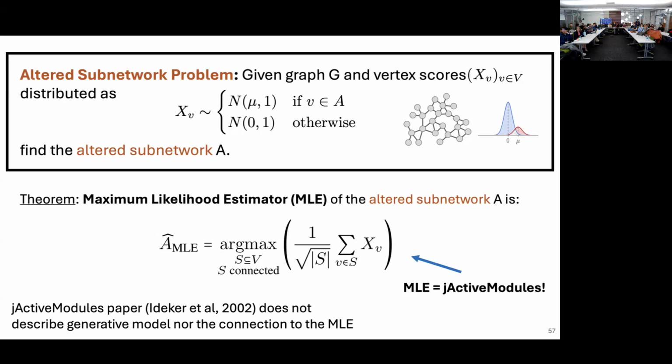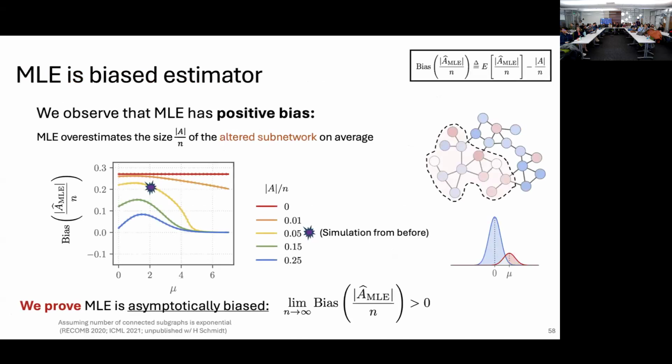But the major issue here is that even though they're computing an MLE, this MLE turns out to be a biased estimator, in the sense that the size of the MLE is on average larger than the size of the true altered subnetwork. We found this both empirically, in the simulation I showed before, but we were also able to prove that asymptotically, as your number of observations goes to infinity, this MLE will always be biased. And this is true no matter what this mean mu is.